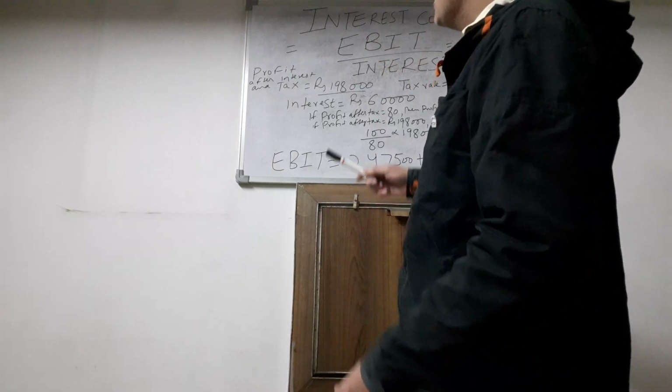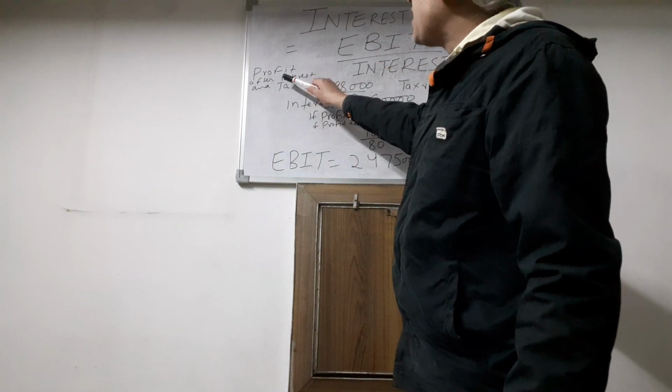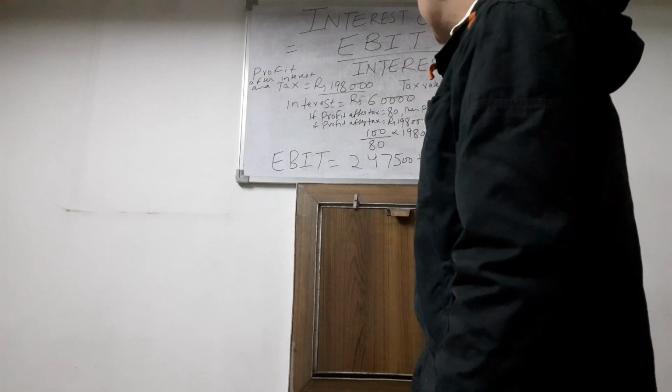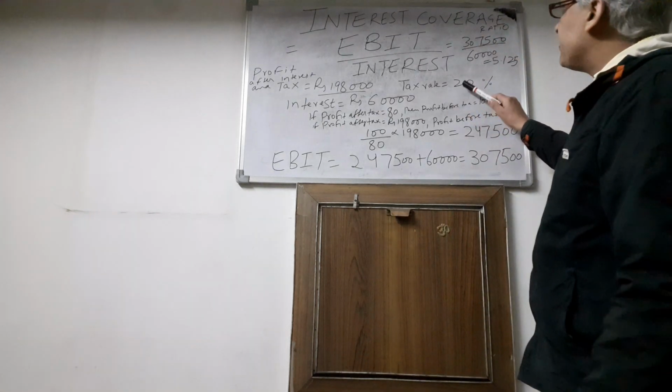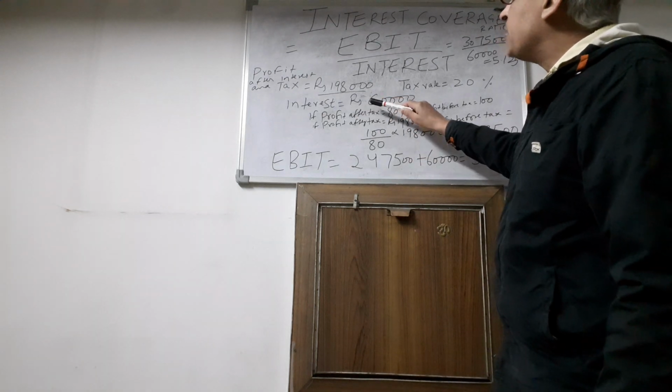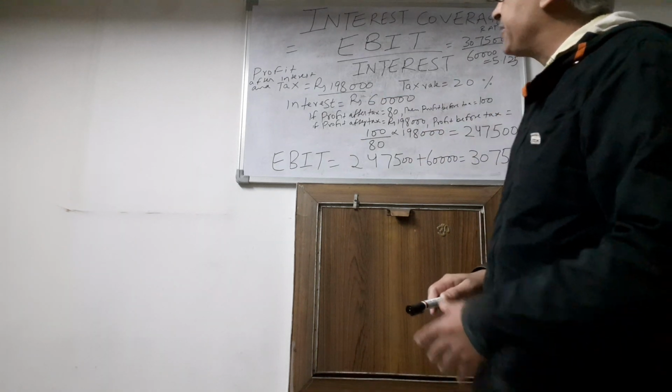Friends, now I will explain the interest coverage ratio with the help of an example. In this question, profit after interest and tax is given as 1,98,000. Tax rate is given as 20%. And interest on long-term debt is given as 60,000.